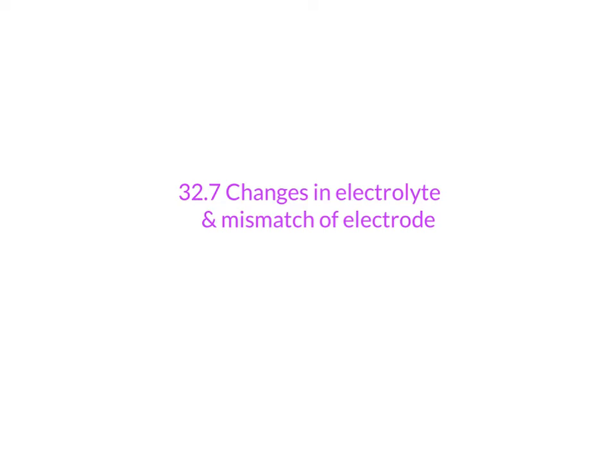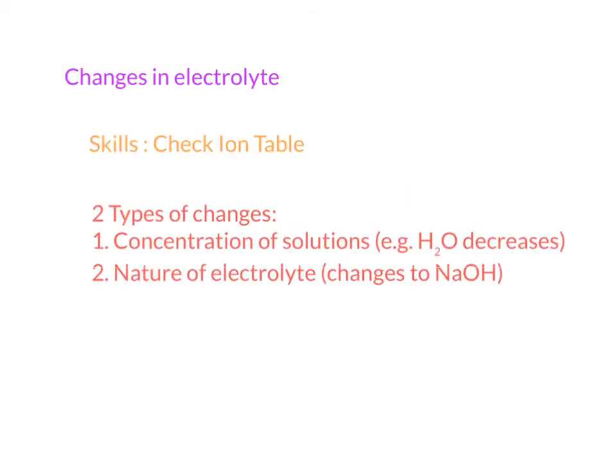So in this video we're going to talk about the changes in electrolyte after the electrolysis and also some mismatch cases for the electrode. So first of all, for changes in electrolyte, the skill is very easy. You have to check the ion table.